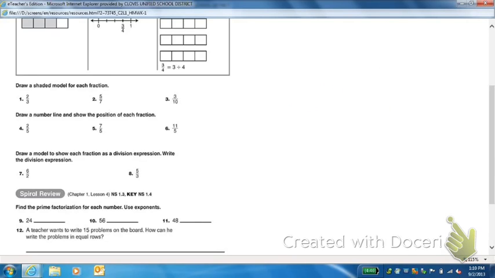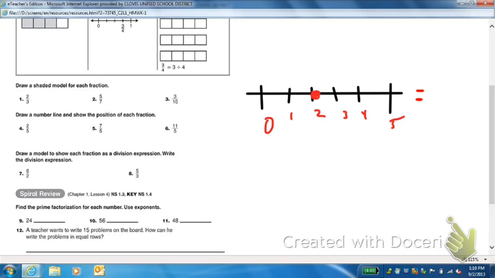Number 4, 5, and 6, it says draw a number line and show the position of each fraction. So number 4 is kind of what we just did. We'll have the number line 0, 1, 2, 3, 4, 5, and then we'll probably have to label it and put the dot right there to represent a number line and a fraction. So there's 5 lines, and the second one is shaded.